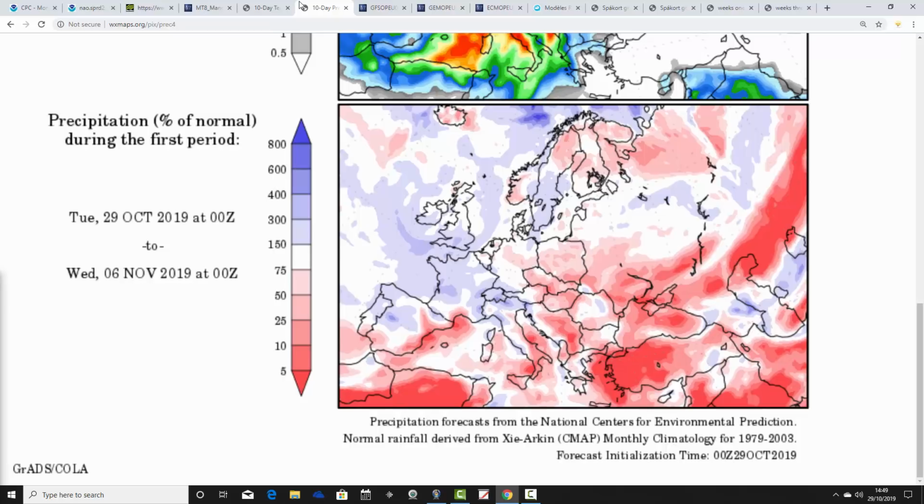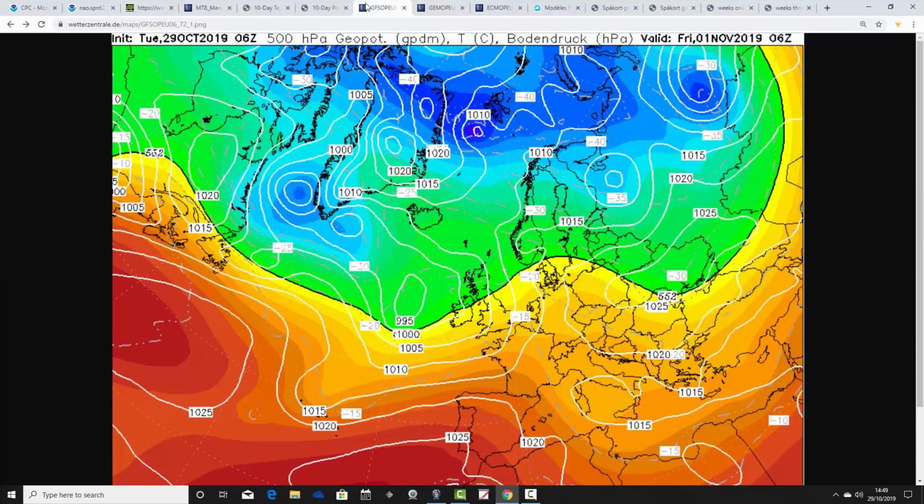Wettest conditions focused on England and Wales, telling us that these areas of low pressure bringing this wet weather will be moving in with a sort of southerly tracking type jet stream on a southerly alignment. So it will be turning increasingly unsettled, particularly for England and Wales from the weekend onwards.